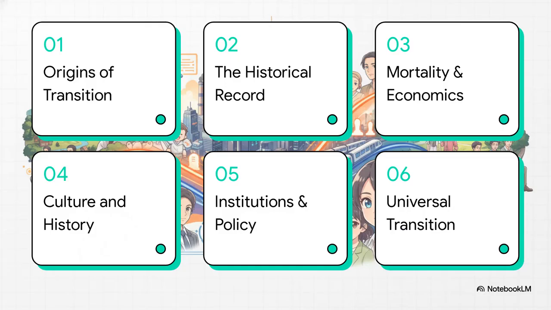Okay, let's dive into this. To help map out all 13 of Kirk's original source headings in our search for causality, we're following this roadmap. Origins of the transition, testing the historical record, causes rooted in mortality and economics, causes tied to culture and history, institutions, policy and diffusion, and finally, the universality of transition.